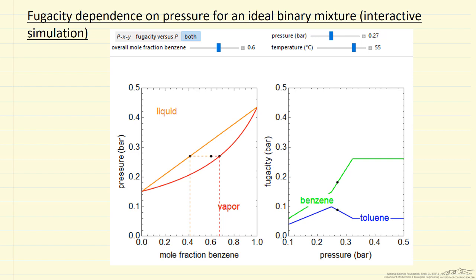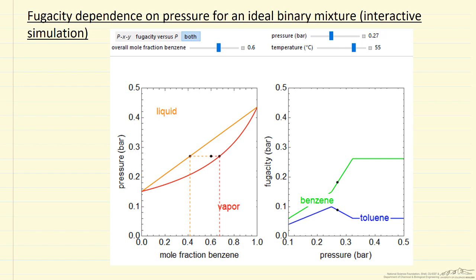This interactive simulation plots the fugacities of the individual components of a benzene-toluene mixture. That's on the right. The corresponding pressure-mole fraction diagram is on the left. And what's important here is that we're interested in the fugacities of the individual components, because when we have phase equilibrium, the fugacity of liquid benzene in the mixture is equal to the fugacity of the vapor benzene that's in equilibrium with it.